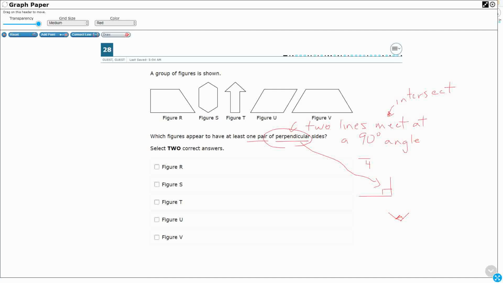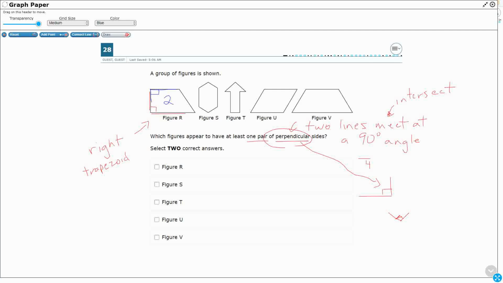All right, so what do we have for figure R? This is actually a trapezoid, and it's called a right trapezoid because hopefully you see we've got some right angles. I've got a right angle right there, which means these two are perpendicular sides. And then I've got a right angle right here, which means these two are perpendicular sides. So that's got two. So we're good with figure R.